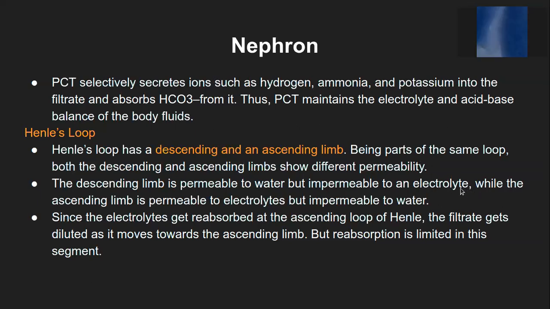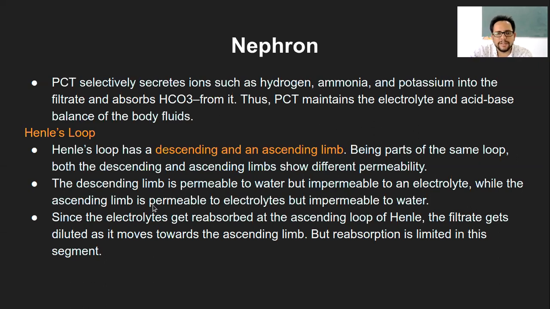Okay. So both the ascending and descending limbs have different permeability, and why and how is the next point. The descending limb, the first part of the Henle's loop, is permeable to water and not permeable to electrolytes or whatever minerals are present. So it will only allow water to pass out, and it will not allow the electrolytes to pass out through it. That is the first part of the loop.